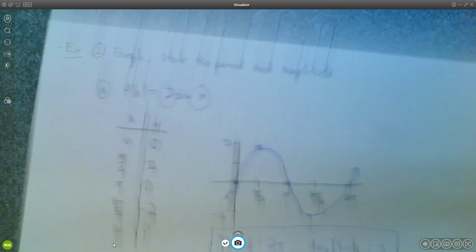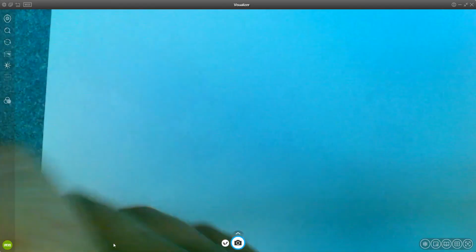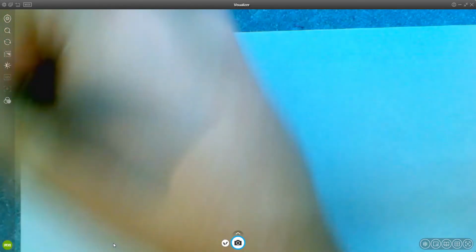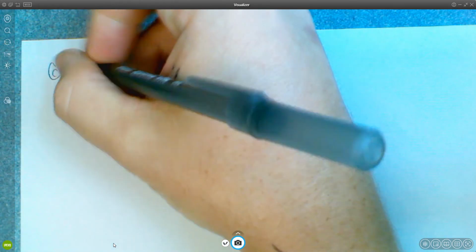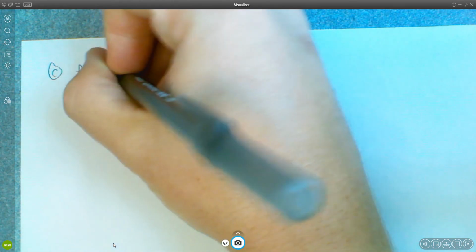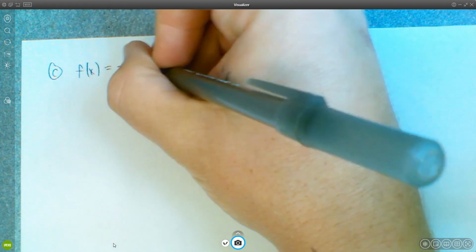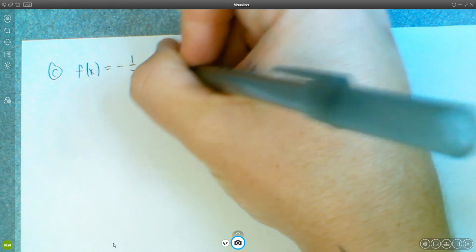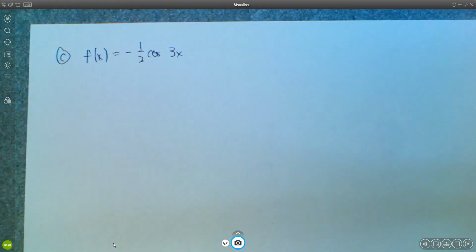Okay, let me give you one more. This one I'll let you pause the video and work on. See if you can come up with the graph on your own. But give f of x equals -1/2 cosine of 3x. Give that a try. See if you can do that on your own.